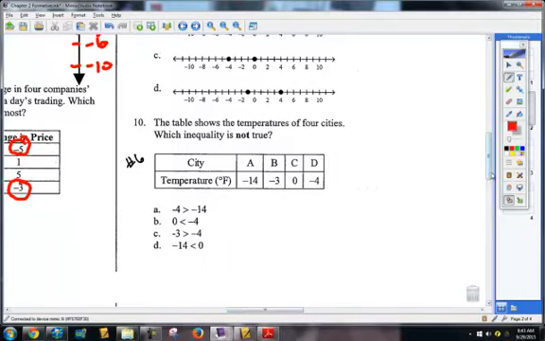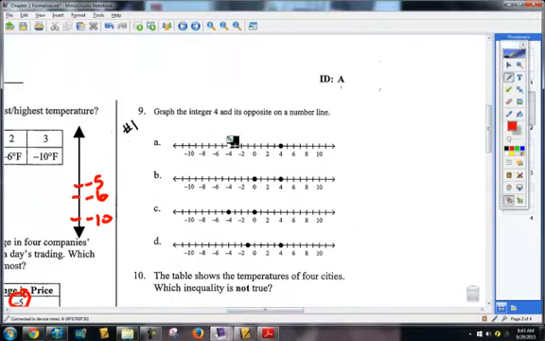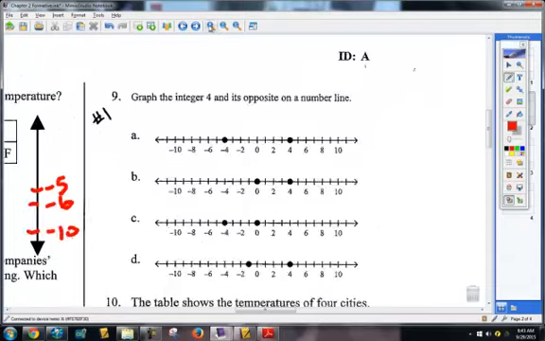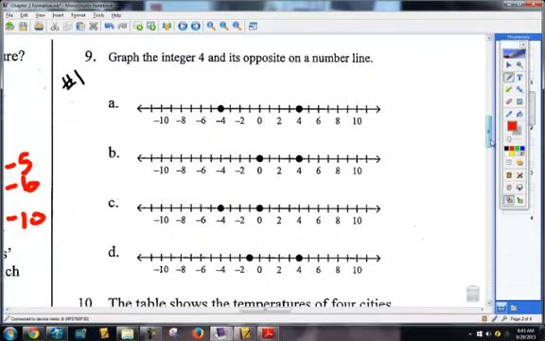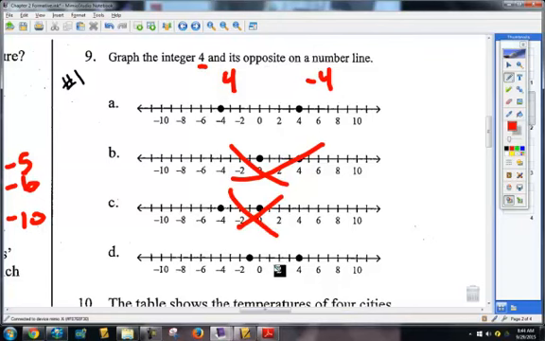All right, I'm going to go up here now. I went up to number 9, just to stay in order here. You guys all see that? Okay, so here we're on another number line question. It wants us to graph the integer 4 and its opposite. So what's the opposite of 4? -4. So this one has 4, -4. This one has 0 and 2. That's wrong. This one has 0 and -4. This one has -1 and 4. So obviously the answer is A. Pretty basic there, I believe. Right? Yeah. Okay, good.